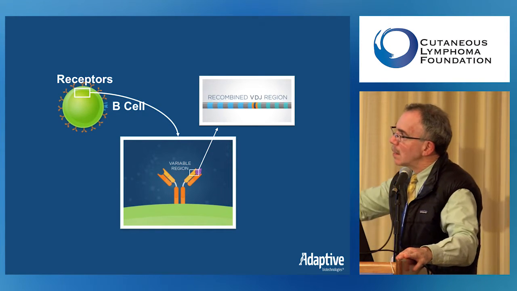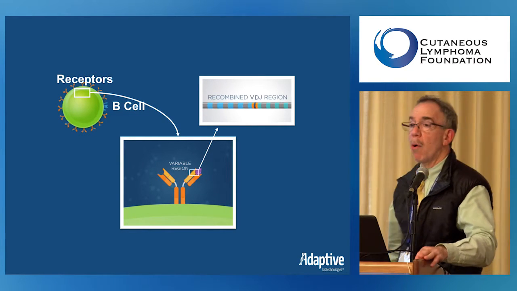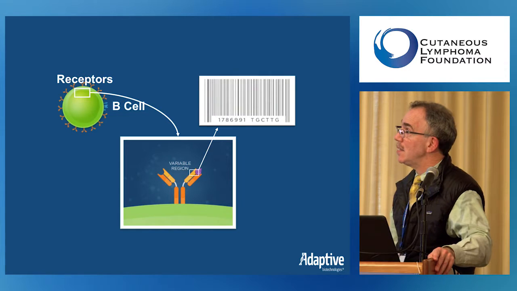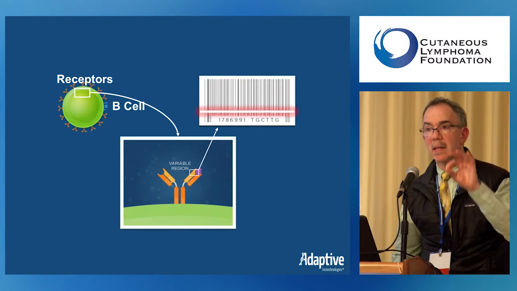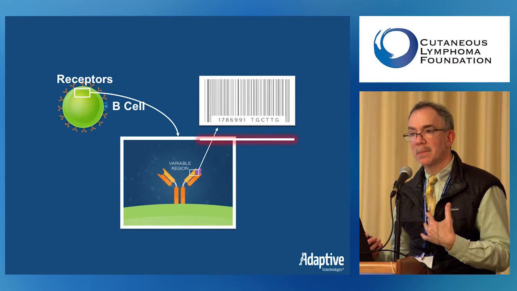And these immunoglobulins, in this case, or T cell receptors in the case of the T cell, are actually formed within our genomic DNA.